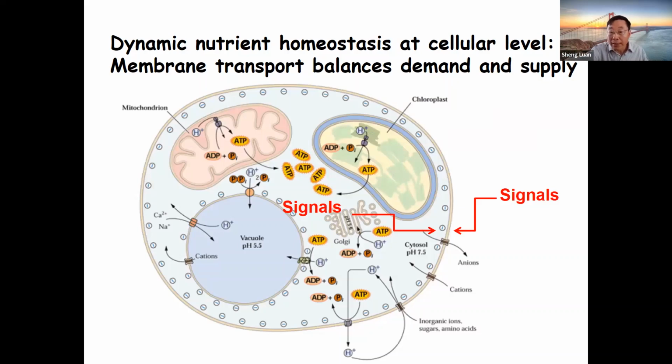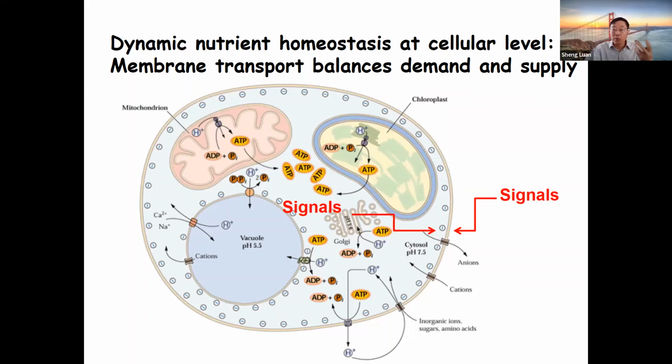Okay, how do they do that? Basically, what they do is they channel all the signals, right? They monitor the supply of the nutrient outside of the cell and the demand of the nutrient inside the cell. They use those as signals. They integrate those signals and channel them to the regulation of the activity of those transporters in the membranes.